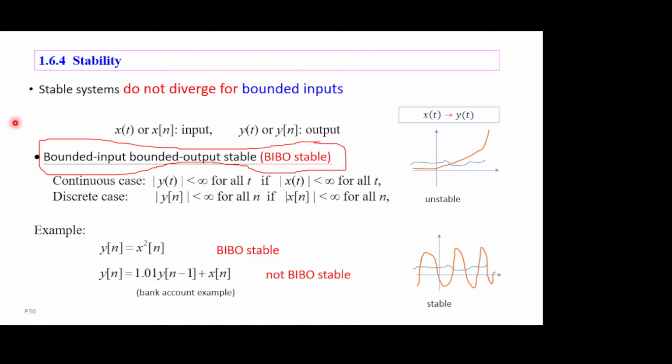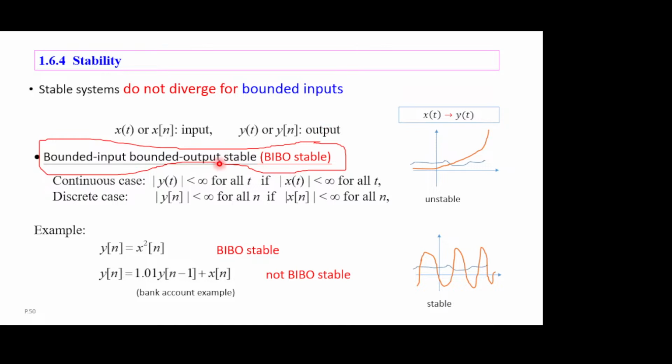Anyway, the definition here is that we want a stable system to not diverge on bounded input. Remember our input and output: our system is stable if and only if it is bounded-input, bounded-output stable. You can have different definitions of stability, but this is what we will use in this class. Bounded input, bounded output.